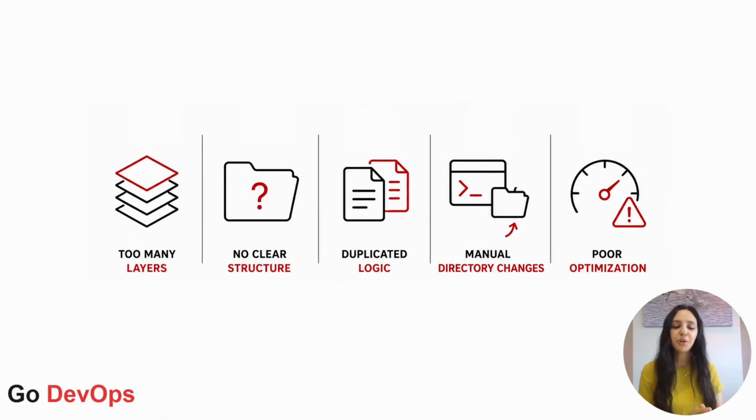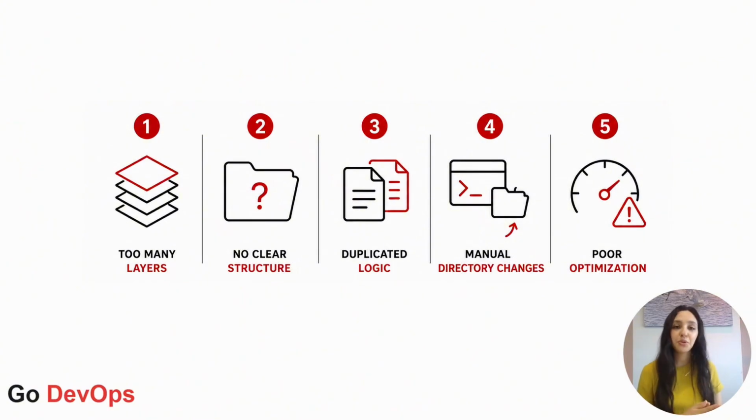So technically everything works. The problems we currently have here are too many layers, no clear structure, duplicated logic, manual directory changes, and poor optimization. And this is exactly what happens in many real projects. So the application works, but the container file becomes difficult to maintain, harder to optimize, and inefficient over time.